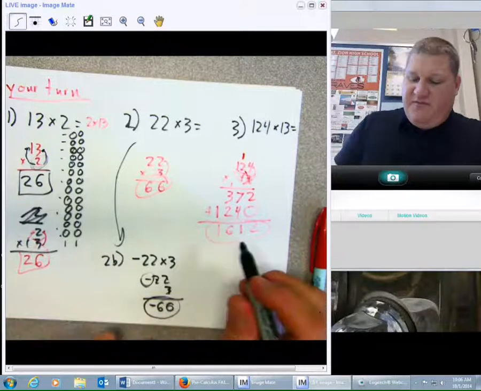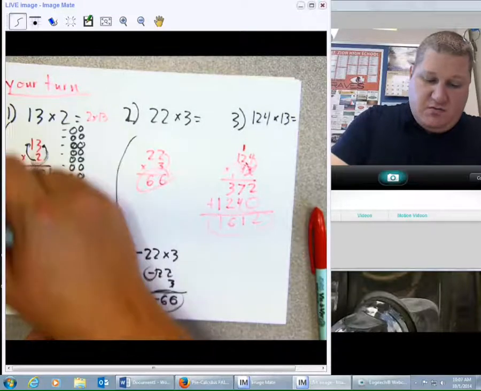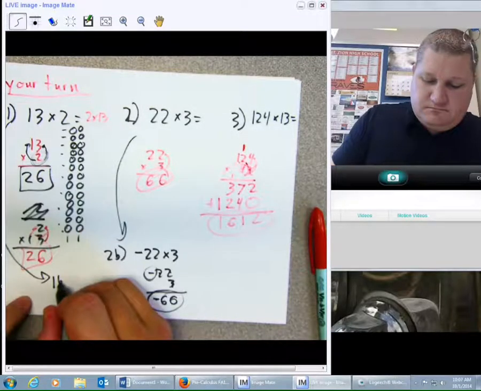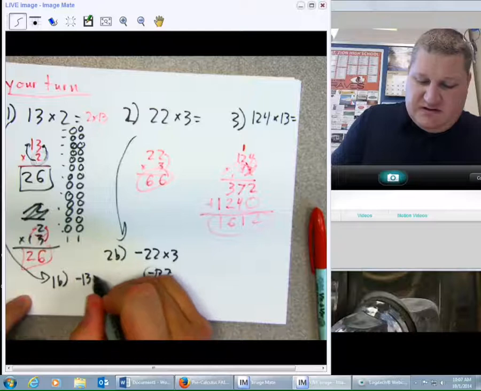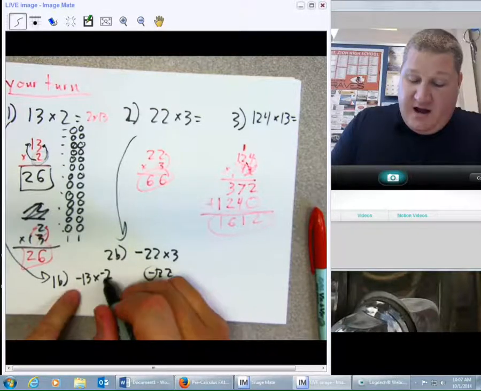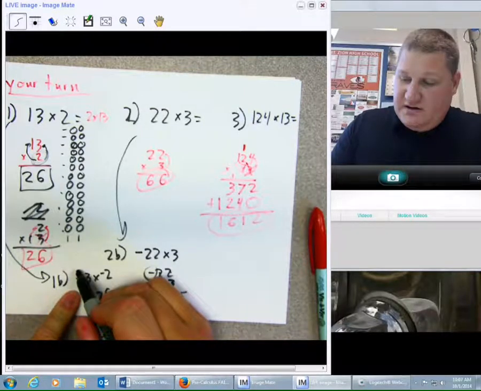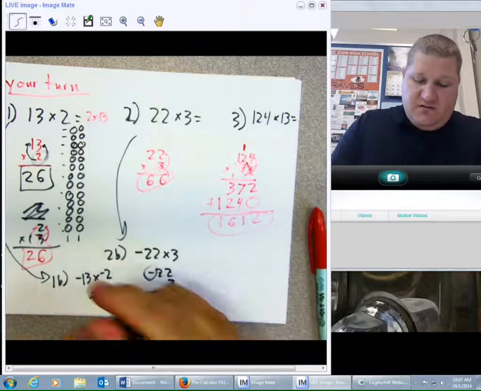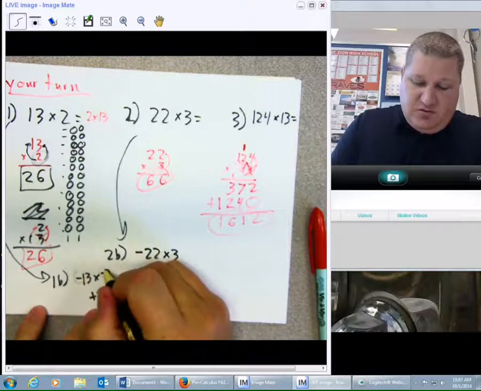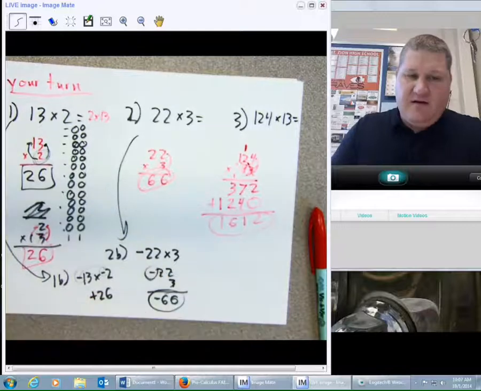If, on the other hand, I have this problem, negative 13 times negative 2, I'm going to end up with positive 26. Because what do two negatives do? Two negatives cancel one another out. That negative and that negative go together to make a positive.